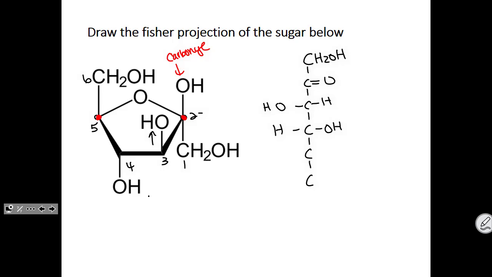5 contains CH2OH. The CH2OH is pointing up, so we know that the isomer is D, and so the final OH group was pointing to the right originally.